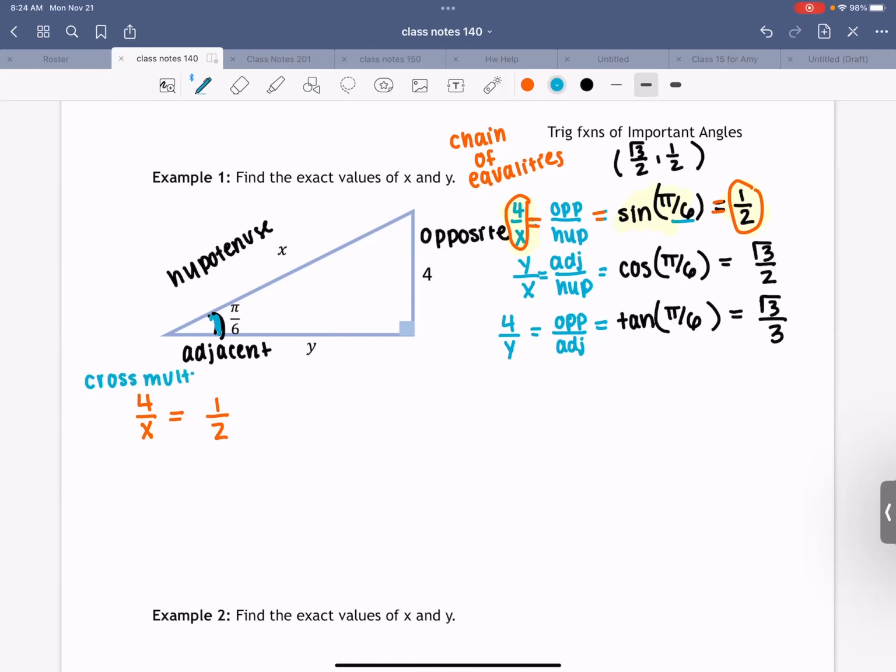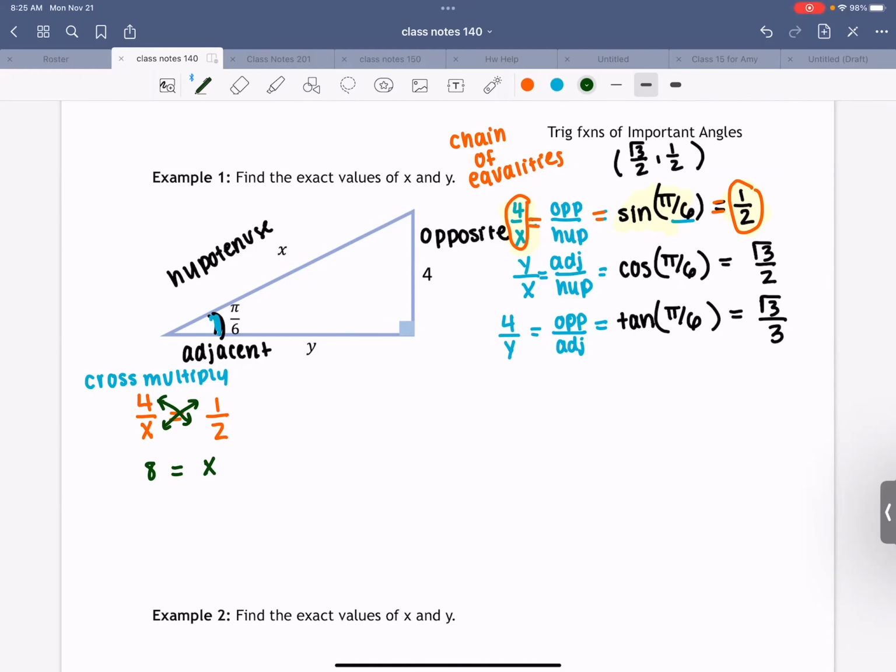Cross multiply. Whenever you have one fraction equal to another fraction, you can do this thing called cross multiplication, which is just a bunch of algebra steps in one step, basically. And what we're gonna do here is, let me do a different color, okay? I'm just gonna multiply across the diagonals, okay? So 4 times 2 is 8. X times 1 is X. Just set them equal to each other. Does that kind of make sense?